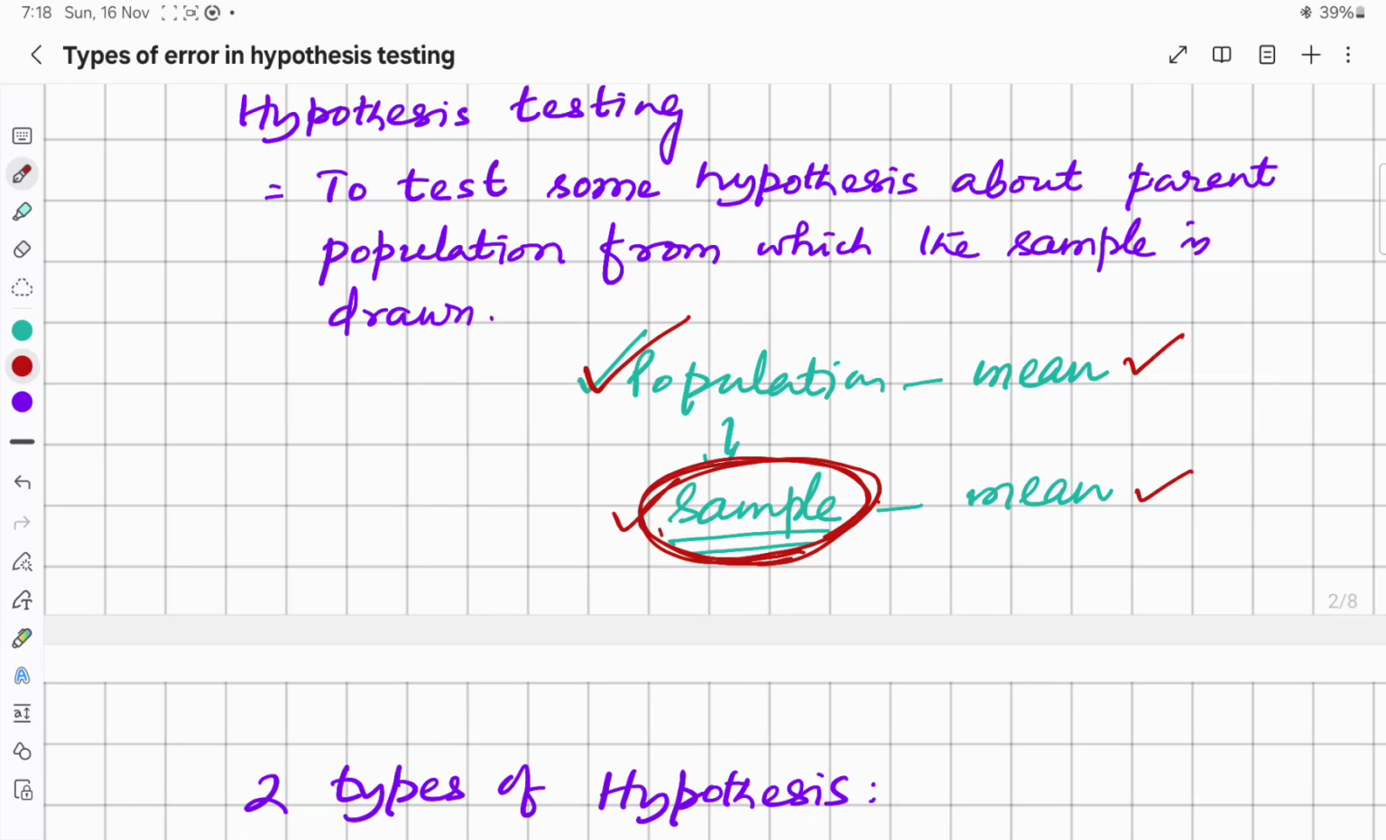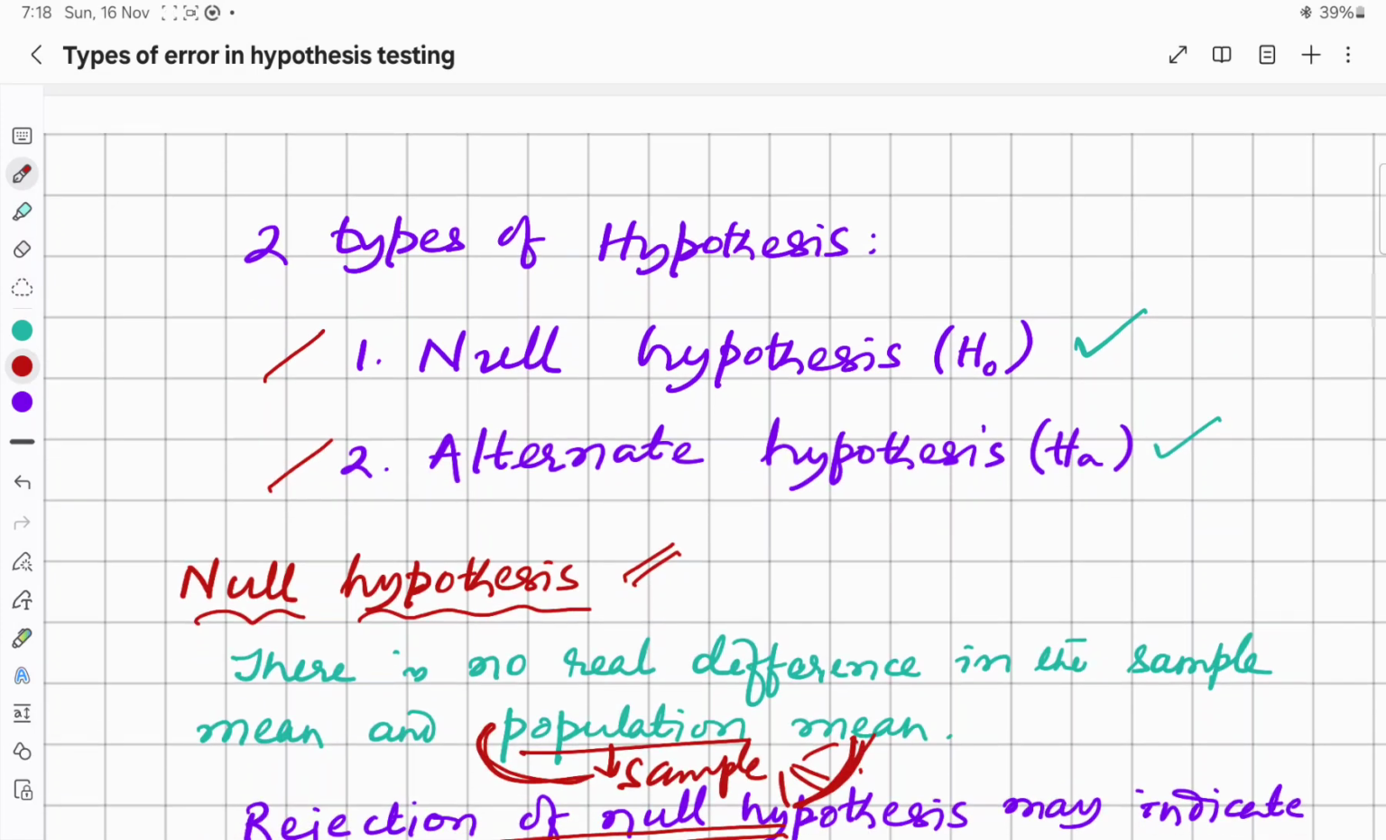So we can have two types of hypothesis. Null hypothesis, where we assume that there is no difference between the sample mean and the population mean, and alternate hypothesis when we assume that there is a difference between sample mean and the population mean.